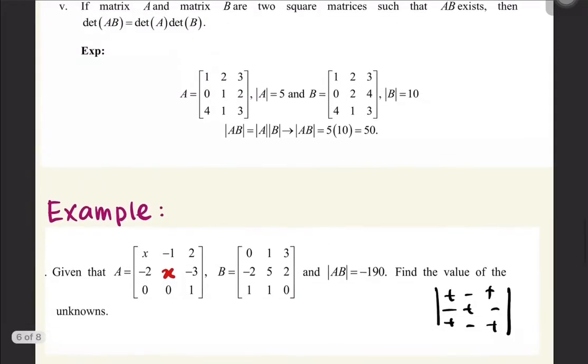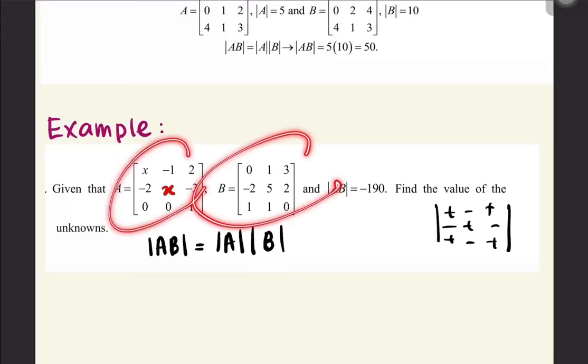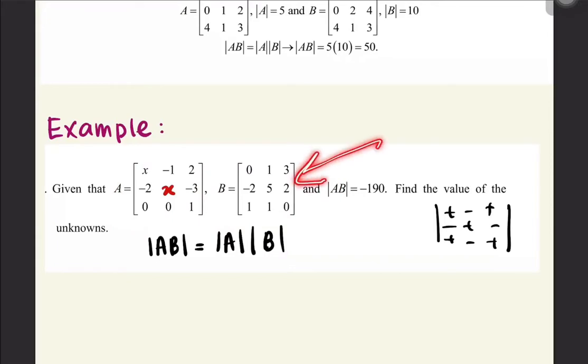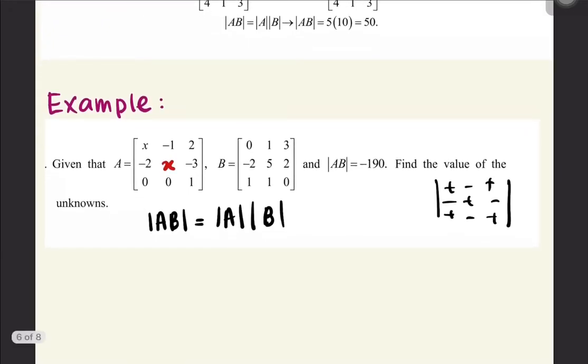By using these properties, we know that the determinant of AB is equal to the determinant of A multiplied by the determinant of B. Okay, so if you compare matrix A and matrix B, you can find the determinant of matrix B, since every element in matrix B is a value. But for matrix A, you have an unknown here, so you cannot find the determinant of matrix A. So let us start by finding the determinant of matrix B first.